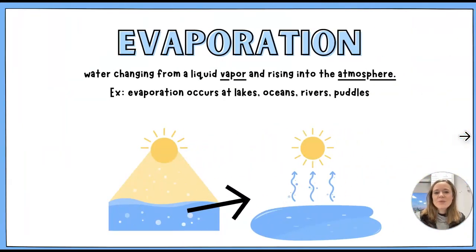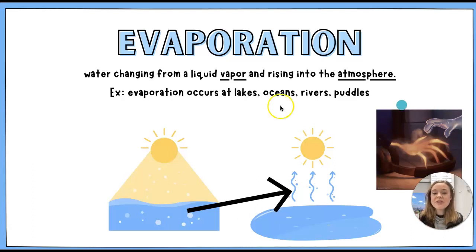Evaporation is when water changes from a liquid to a vapor, so for example, a puddle, and it rises into the atmosphere. This looks like our energy transfer diagram, but this is a diagram of water vapor evaporating and rising into the atmosphere from this puddle. And as this evaporates, this puddle will continue to get smaller and smaller because the liquid is changing forms and moving into the atmosphere.